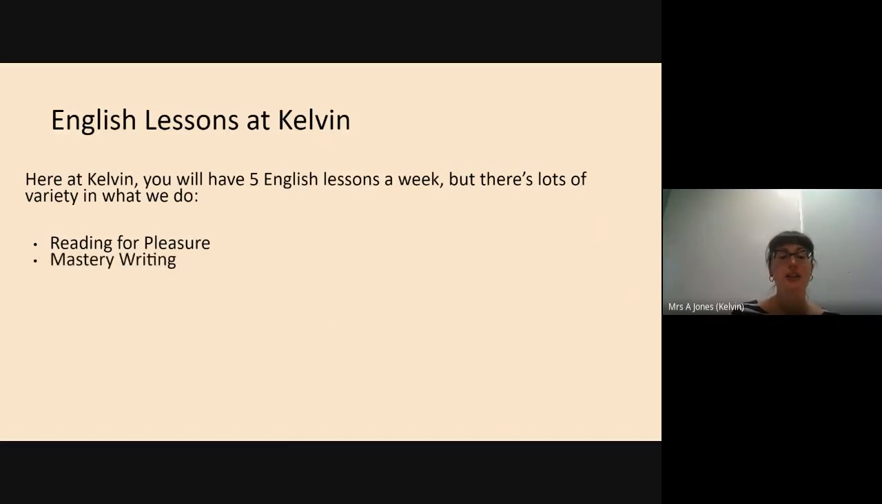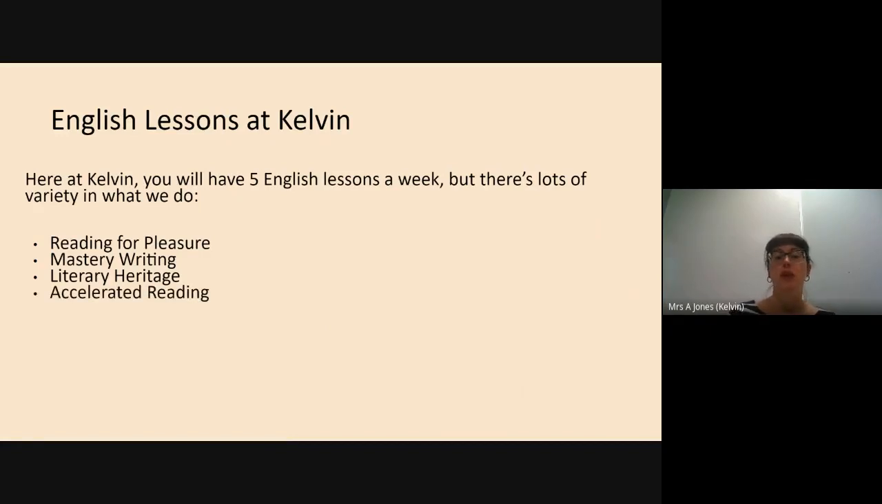Mastery writing, this is where we work on our writing skills, so looking at descriptive writing, looking at story writing, and looking at punctuation, grammar, and sentence forms. We also do lessons called literary heritage, which is basically texts from across many different years by lots of different writers. The first one you'll come to study is Oliver Twist, written by Charles Dickens, and we're going to do some activities linked to Oliver Twist in just a minute.